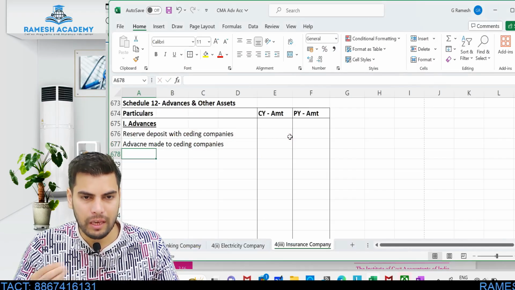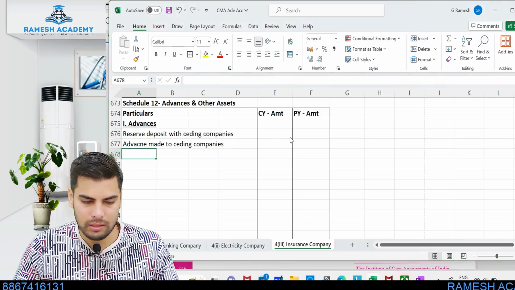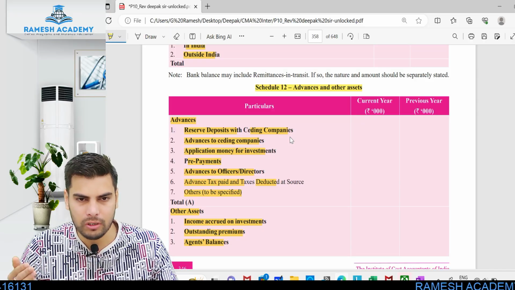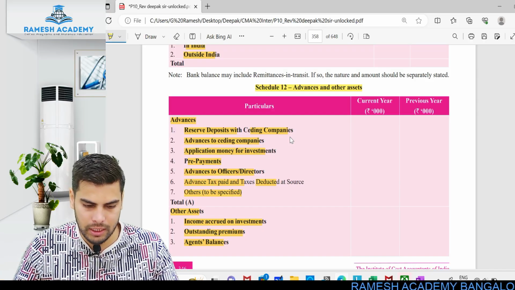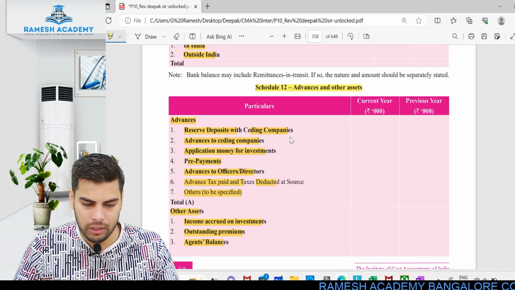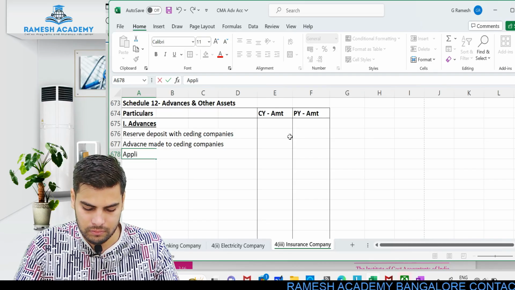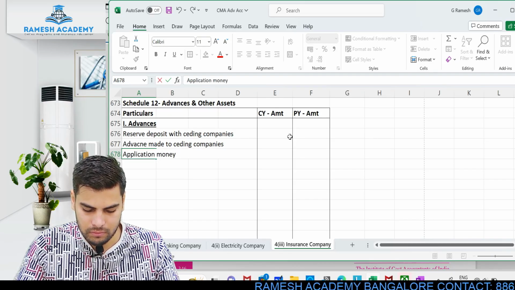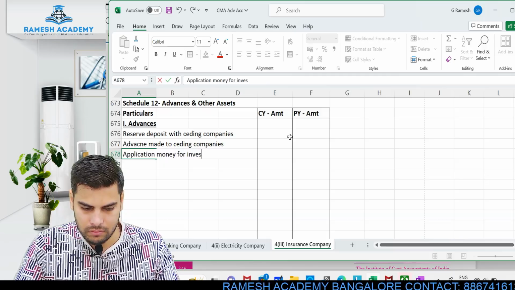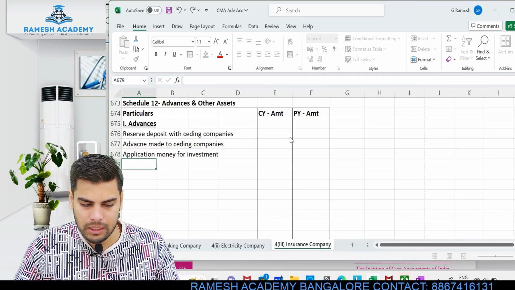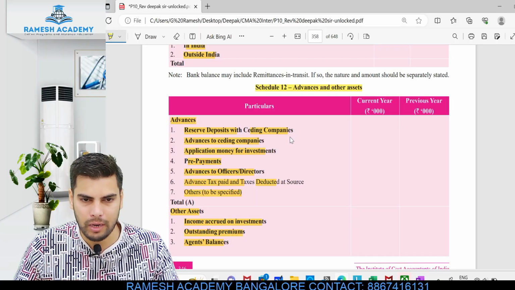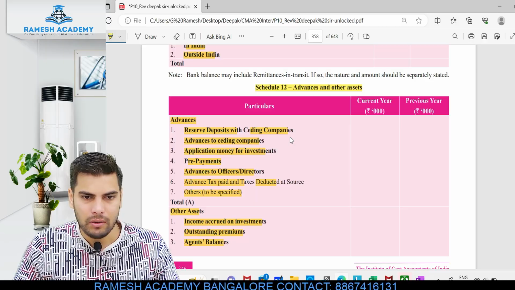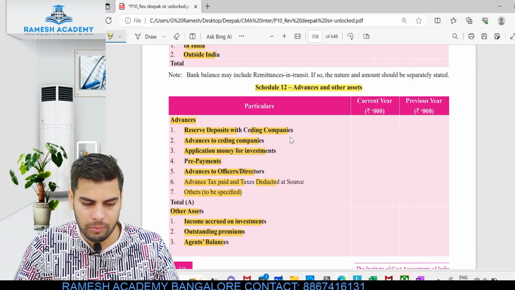If at all we have given any advance, that becomes our asset. So that is what we'll be showing. Any deposit money which is there with them, or any advance, in addition if we have paid to the ceding company application money for investment. I've just paid the application money, the shares have not been allotted yet. So till the shares are allotted, that becomes my advance money which is with the other company. Till then it would be treated as advance.